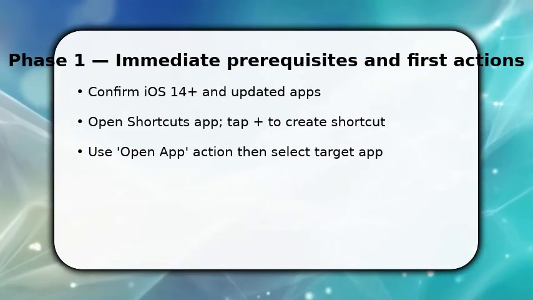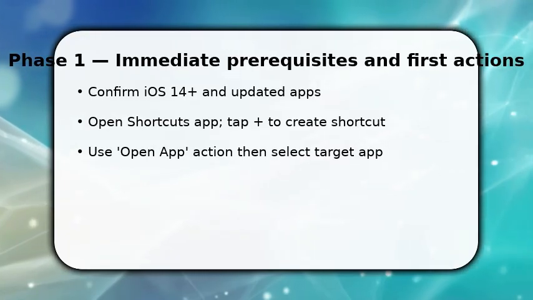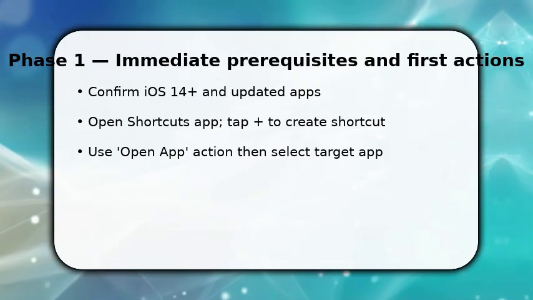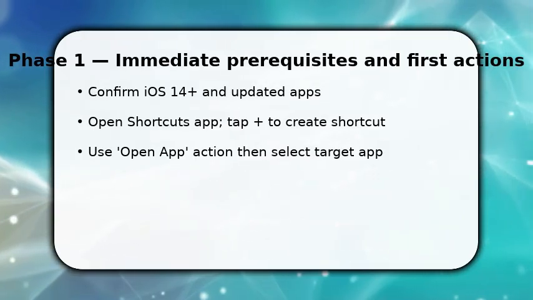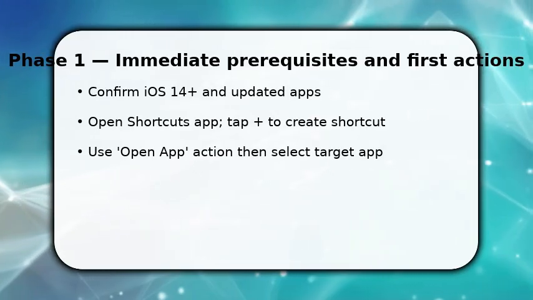You start by confirming your device runs iOS 14 or later. This is required for custom icons. Once done, open Shortcuts and tap the plus to make a new shortcut. Add the Open App action and pick the app whose custom icon you want to remove.